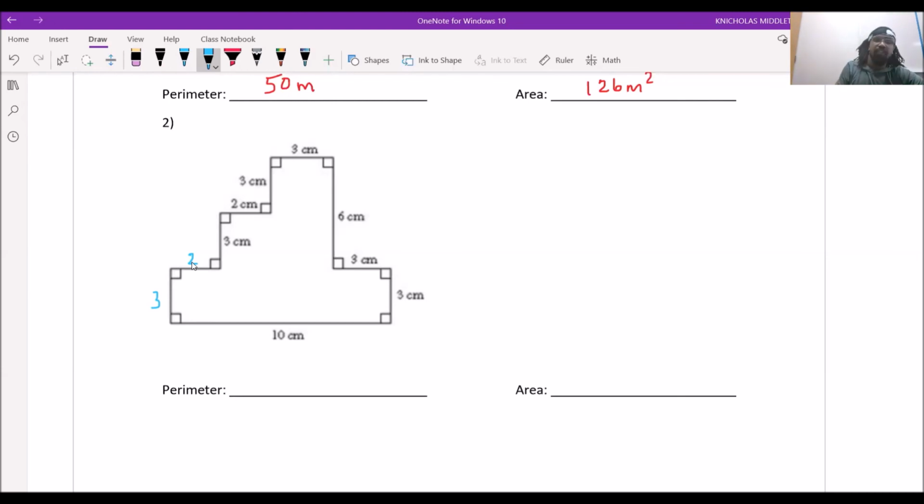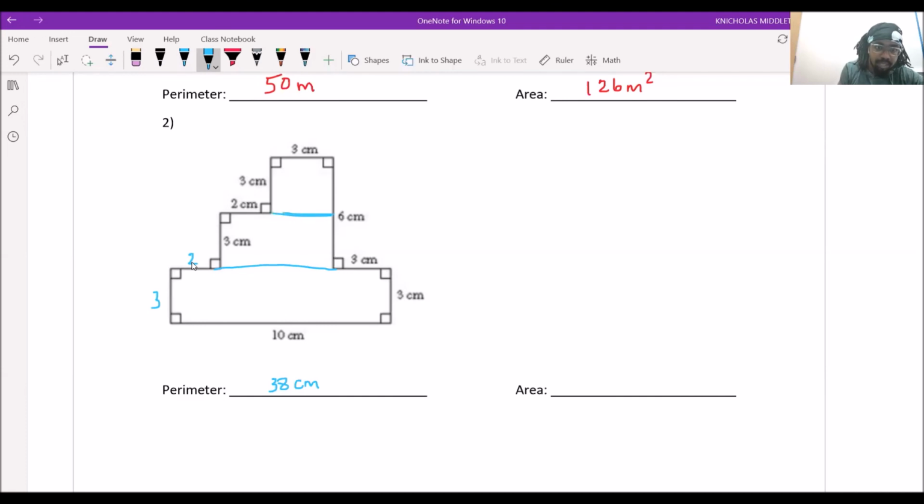Okay, great. So now for my perimeter, I can just add all my stuff together. 3, 5, 8, 10, 13, 16, 22, 25, 28, 38. My perimeter is 38 centimeters. For my area, again, I'm going to break it down into some manageable things with some labels that I can use.